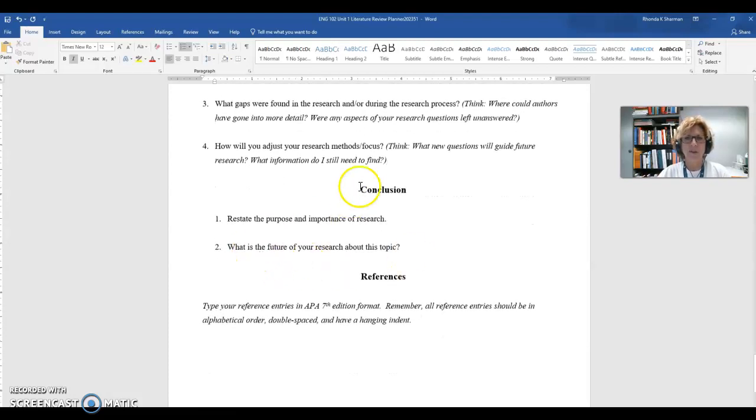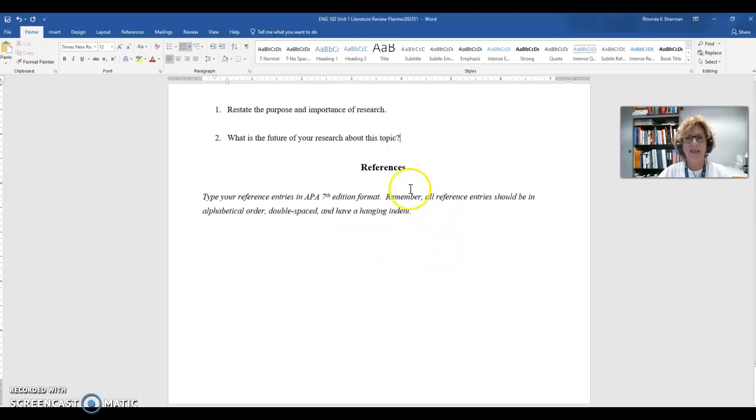All right, and then for the conclusion section, restate the purpose and importance of this topic and researching this topic, and going forward what your plan would be to learn even more about the topic.